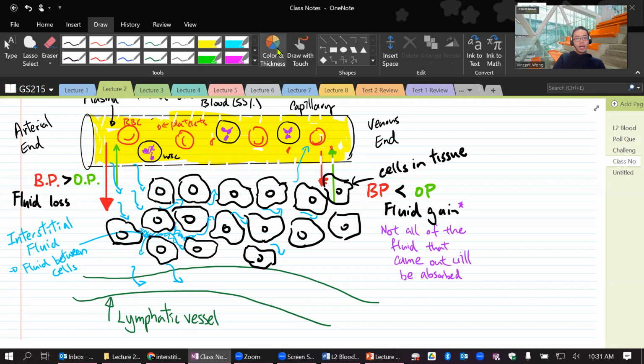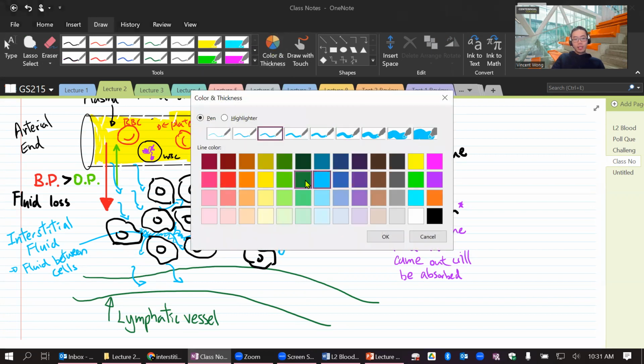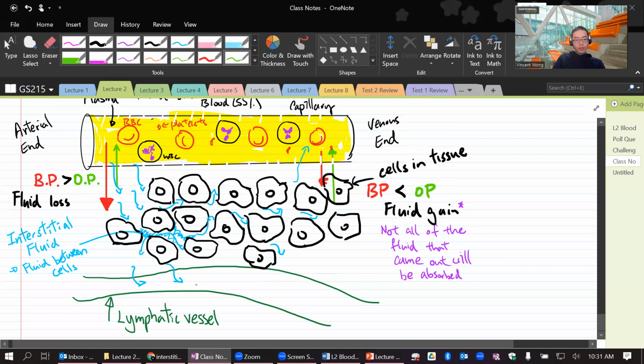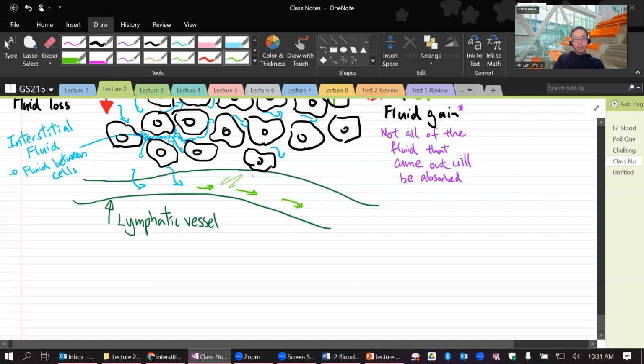Okay, once they are inside the lymphatic vessels, they change their name again. These fluids that are inside the lymphatic vessels are called lymph, which is fluid inside lymphatic vessels.